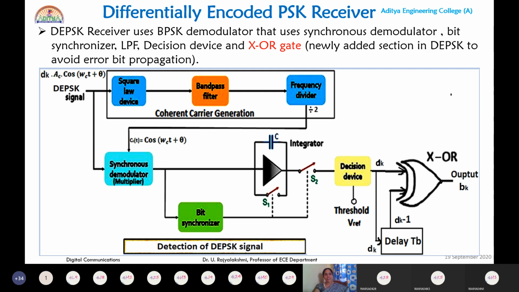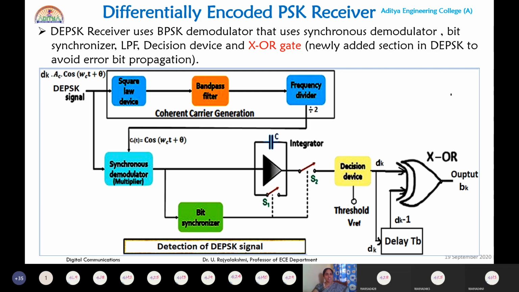Now, the output of the square law device is applied to the band pass filter and frequency divider. These three sections will generate the coherent carrier. Almost all it follows the same principle. Next, the coherent carrier generated by this section is applied to the synchronous demodulator. This synchronous demodulator acts as a multiplier, which multiplies the DEPSK signal with the generated synchronous carrier. Here the synchronous carrier is generated based on the received signal.